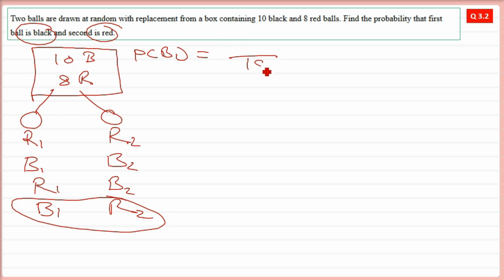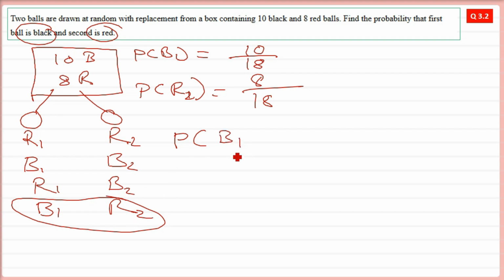What is the probability of getting a black? Total is 18. What is the probability of getting a red? See, it's 18 in the denominator. Please remember black, B1, B2 or R1, R2, the probability remains the same because replacement is going on. What is the probability of black and red together? B1 intersection R2. That is black coming from the first draw, second draw giving us red. So P(B1) multiplied by P(R2) because these are independent events.